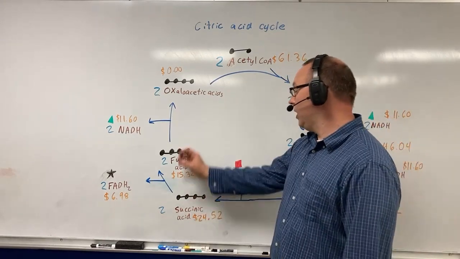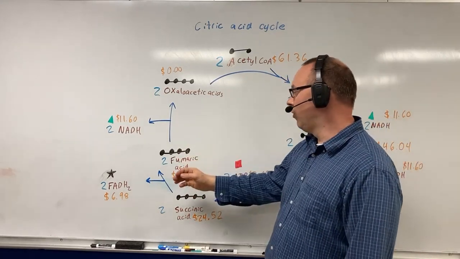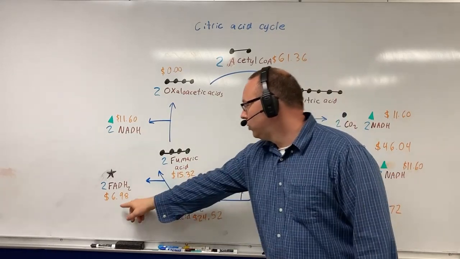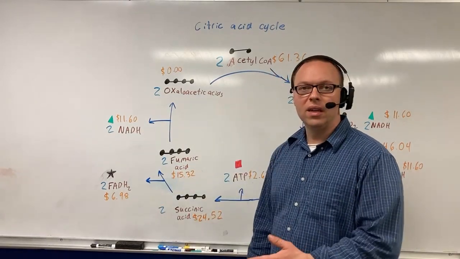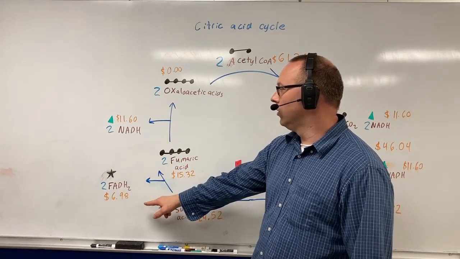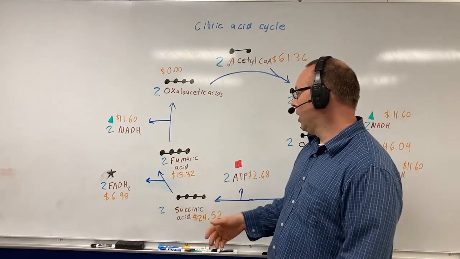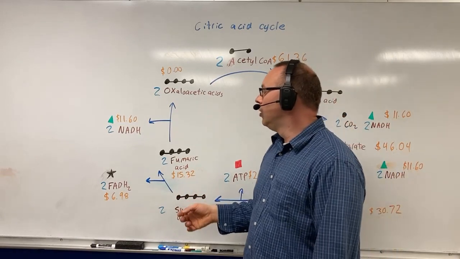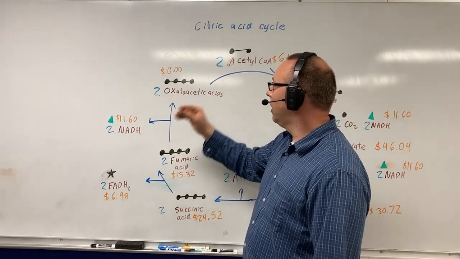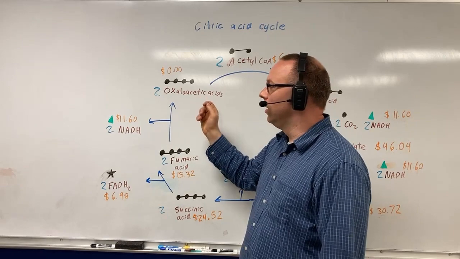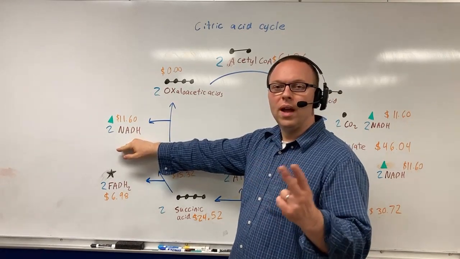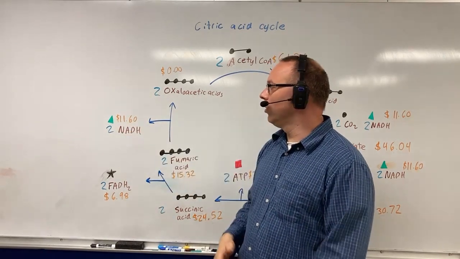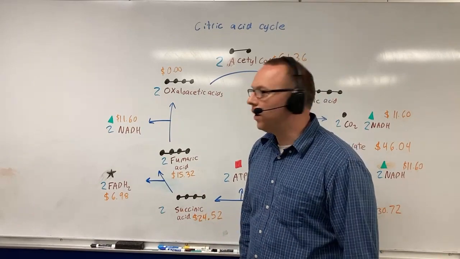And so we break it down through a series of steps into Fumaric Acid. And so we've stored $6.98 worth of energy here. And so we only got about $15.32 worth of energy left in this molecule. And so what we're going to do is, through a series of steps, we're going to go through oxaloacetate. And so we're going to store 2 NADHs. And so that's going to be worth $11.60 worth of energy.